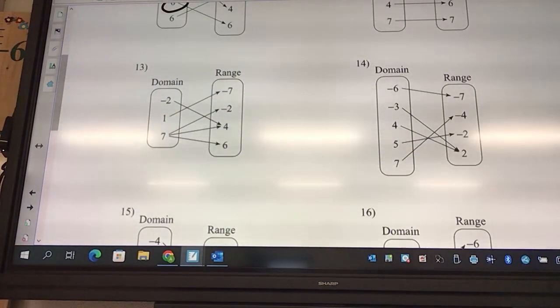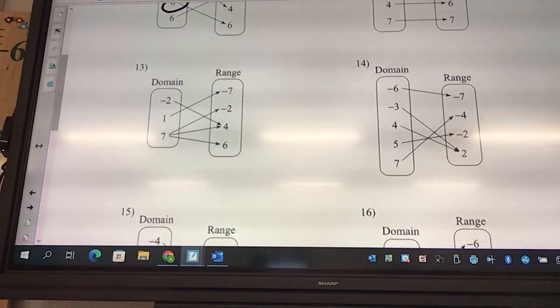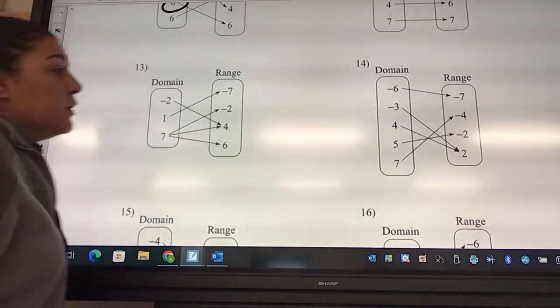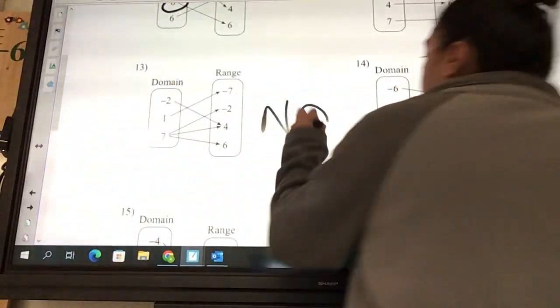Okay? Is this a function? Why not? 3 arrows from what? The 7. So we can see that 7 has more than 1, so this is going to be a no. It's not a function.